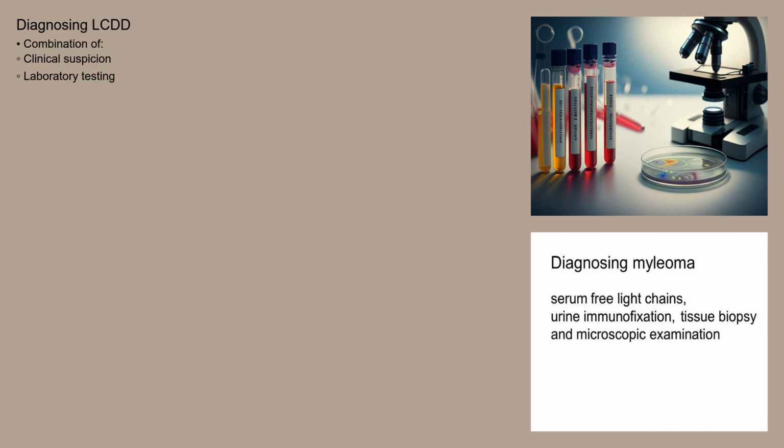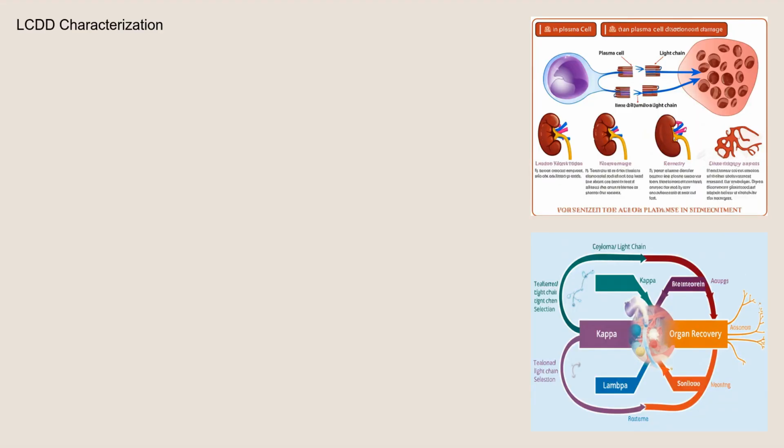Occasionally, biopsies of other organs, such as the heart or liver, may be necessary if there is suspicion of extra-renal involvement. While LCDD itself doesn't have formally recognized subtypes, it's important to differentiate it based on the specific type of light chain involved, kappa or lambda, and the underlying plasma cell disorder, if any. Additionally, the extent of organ involvement further characterizes the disease presentation. Understanding these factors is crucial for tailoring the treatment approach.